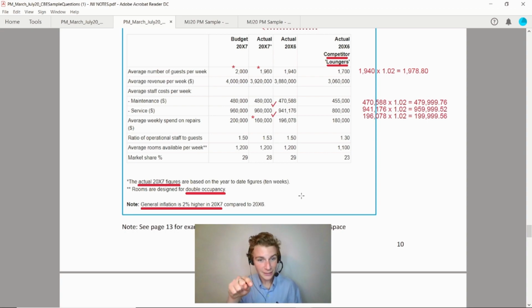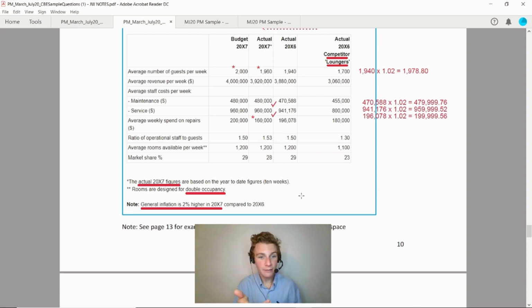So secondly on there, we've got the rooms are designed for double occupancy as well. Well, okay, what happens if you only have one occupancy, or what happens if there are different areas of rooms? Maybe we can link that into it, but there's more information below. Will it link into that as well?